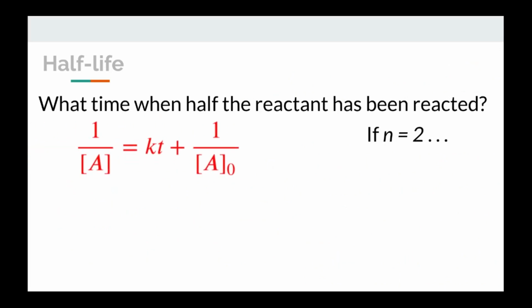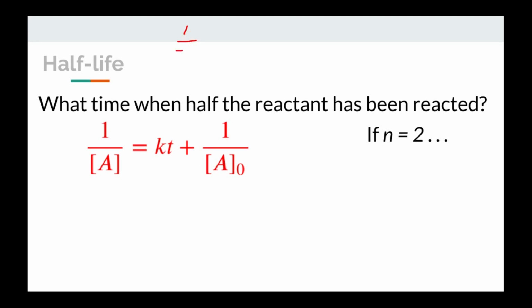What about when n equals 2? This is the equation that governs how time and concentration are related to each other. So at the half-life, the concentration would be starting concentration divided by 2. So 1 over A naught divided by 2 is that concentration on the left-hand side of the equation. That's equal to k times the half-life, t 1/2, plus 1 over the starting concentration.